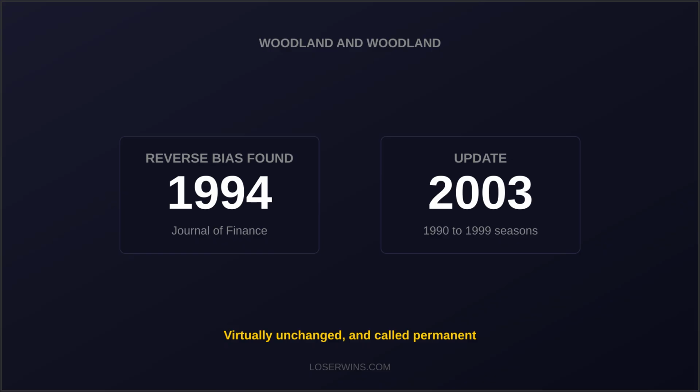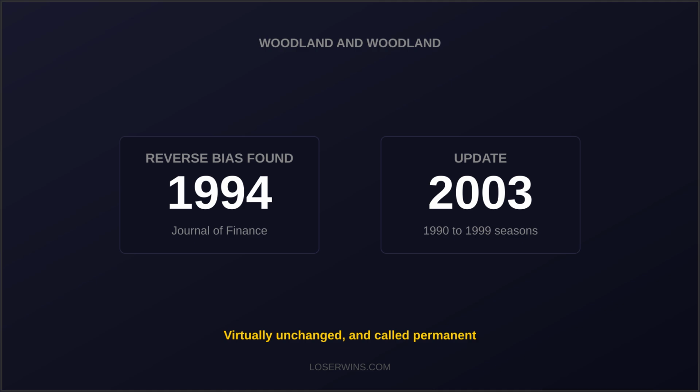Their own conclusion was that the deviation isn't large enough to pay once commission comes out, and their 2003 update on the 1990 through 1999 seasons found it virtually unchanged and called it permanent. Then, Gandar, Zuber, Johnson, and Dare re-examined it in Applied Economics in 2002, and the anomaly did not survive contact.